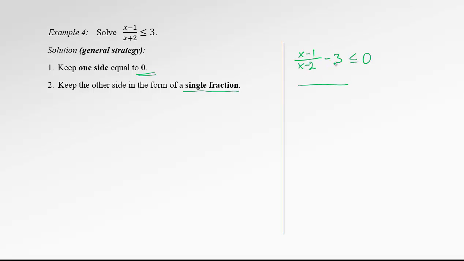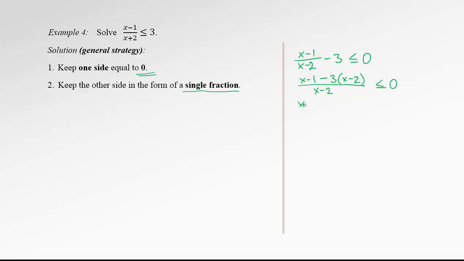We need the common denominator, which in this case is x minus 2, right? Let's copy the numerator as it was in the first fraction, and then it's minus. The 3 gained a new denominator, therefore we need to multiply 3 by this denominator x minus 2. Okay, everything is smaller or equal to 0. Now let's clean up the numerator.